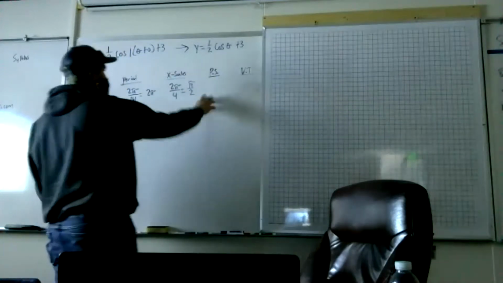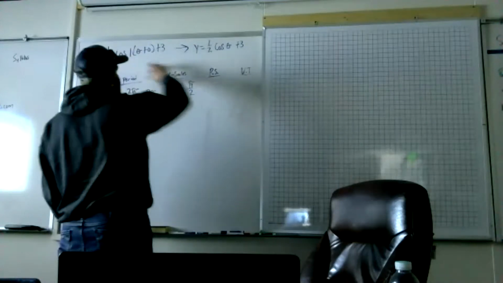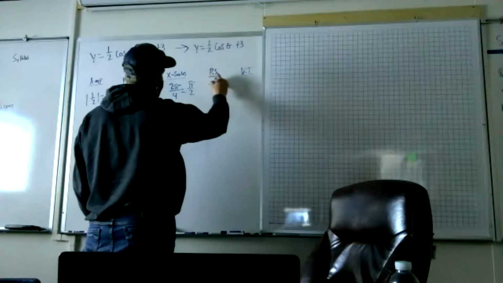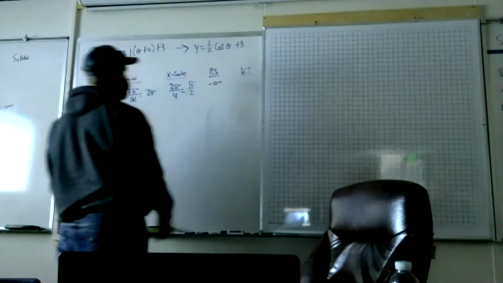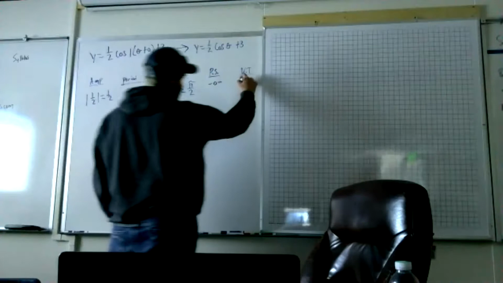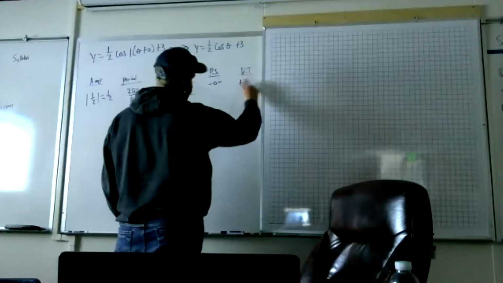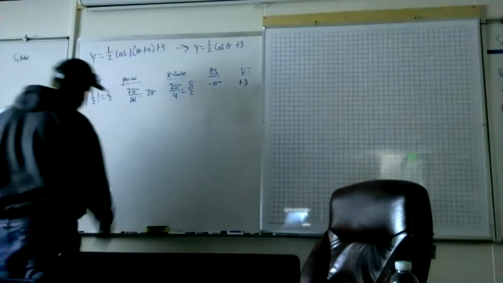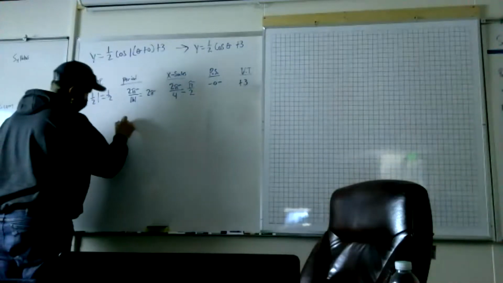The phase shift, if I set what's on the inside, which is theta plus 0, equal to 0, you're going to find that theta is equal to 0, and the vertical translation is plus 3. So that means I've gone up. Okay, so the first thing I want to do, draw my graph.